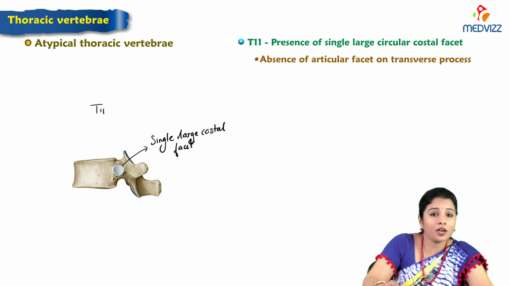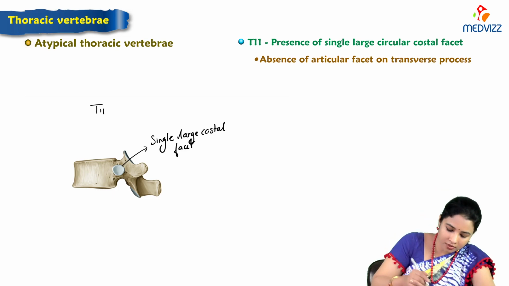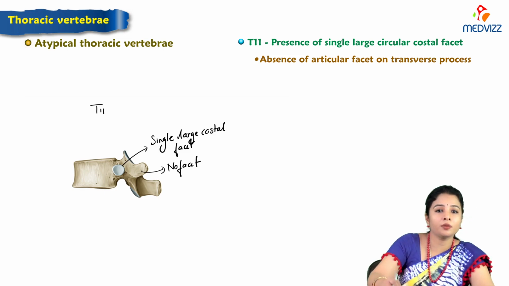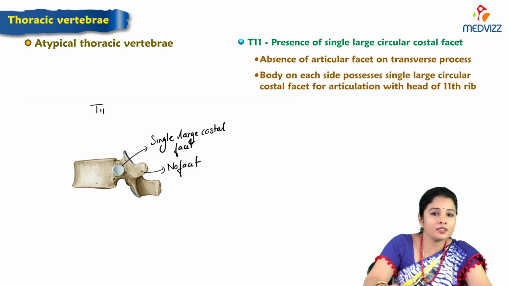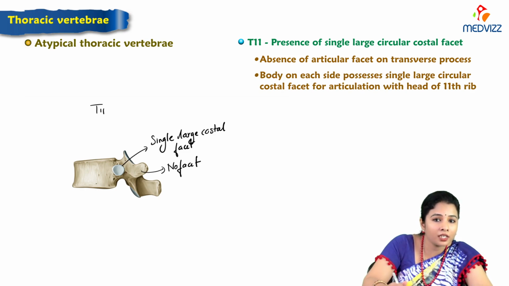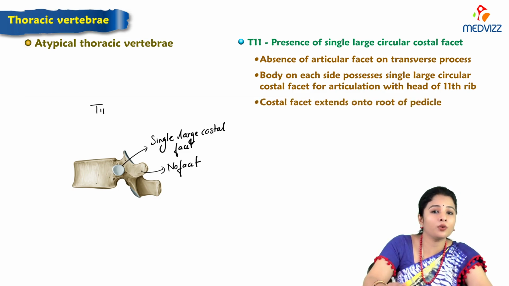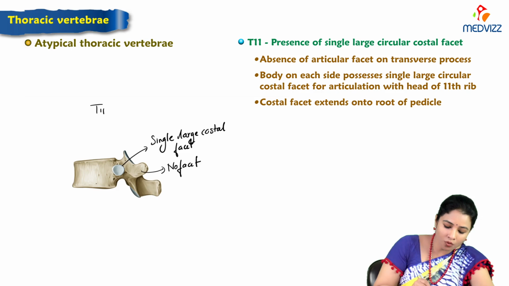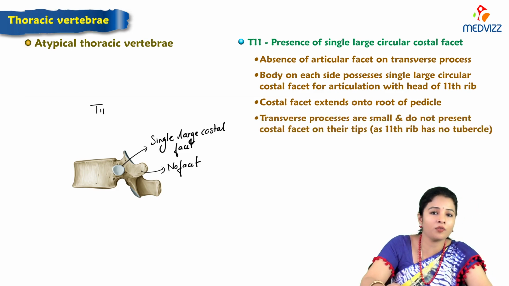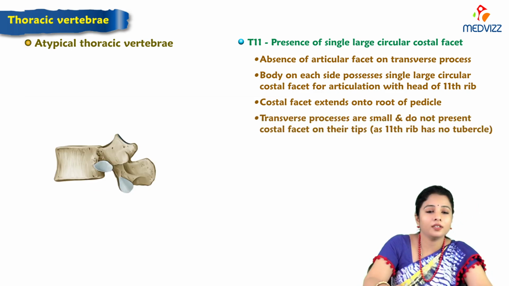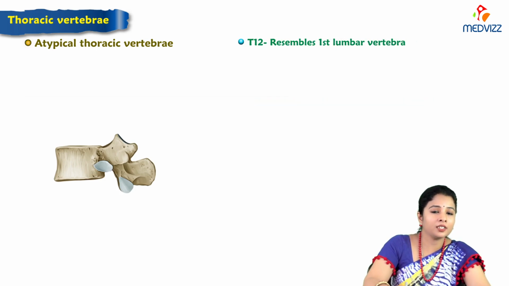And absence of articular facet on the transverse process. So there is no facet over the transverse process. And the body on each side possesses a single large circular costal facet for the articulation with the head of the 11th rib, or the floating rib. So we know the 11th rib, or the floating rib, doesn't have the tubercle. As it is not having the tubercle, there is no facet over the transverse process of the 11th thoracic vertebra.